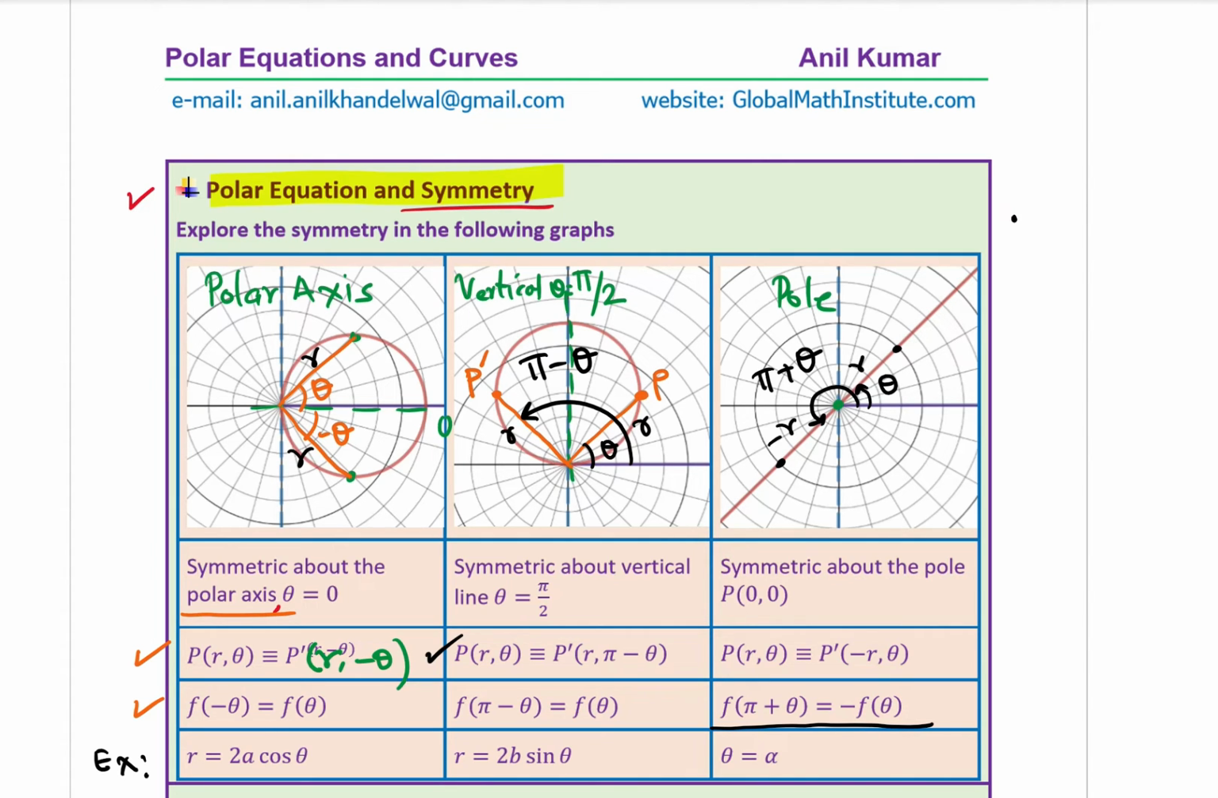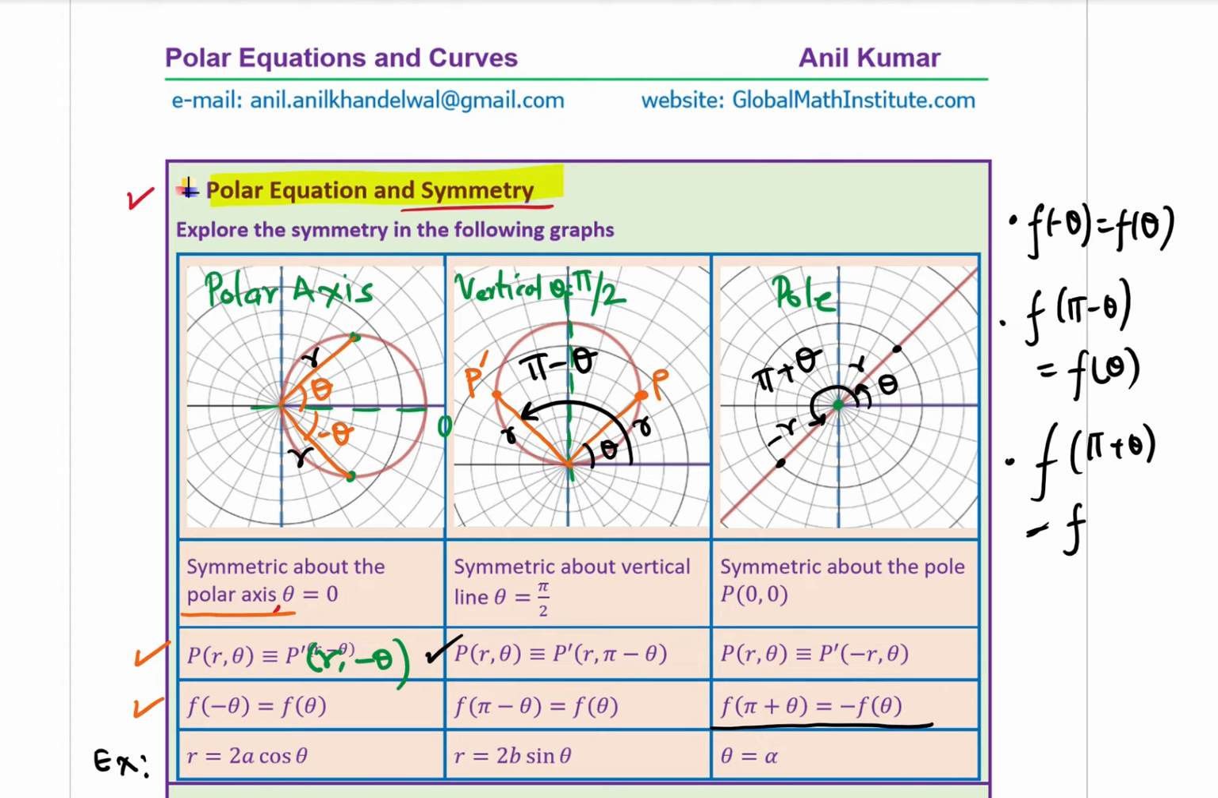So we have understood three kinds of symmetries. One for which f of minus theta is equal to f of theta. Then we have another symmetry where f of pi minus theta equals f of theta. And the third one where f of pi plus theta equals minus f of theta. Correct. So these are the three symmetries which we can look into and then sketch.